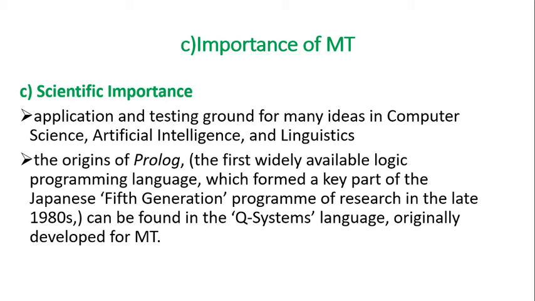The scientific importance of machine translation is as an application and testing ground for many ideas in computer science, artificial intelligence, and linguistics. One very important thing is that the origin of Prolog, which was the first widely available logic programming language, which formed a key part of the Japanese fifth generation program of research in the late 1980s, can be found in the Q system. And the Q system language is a computer language originally developed for machine translation.